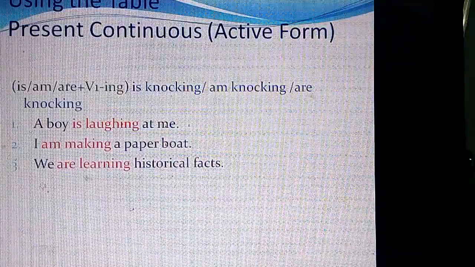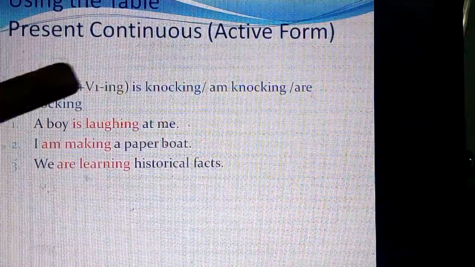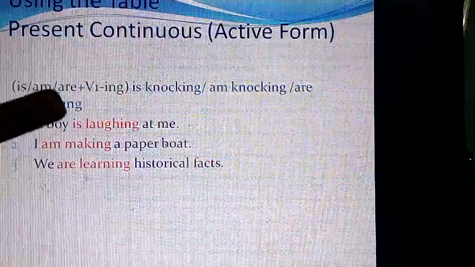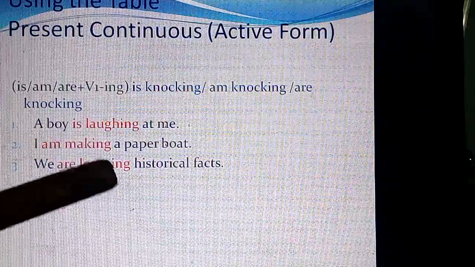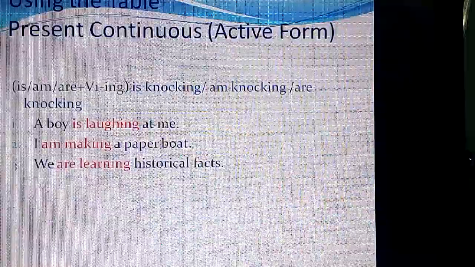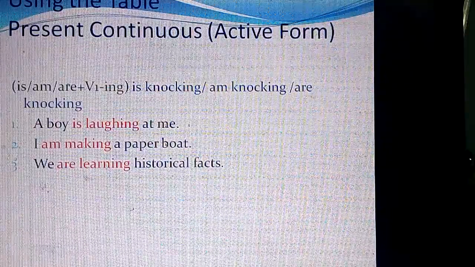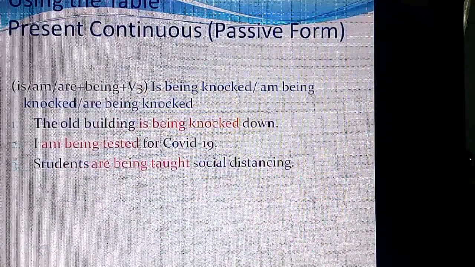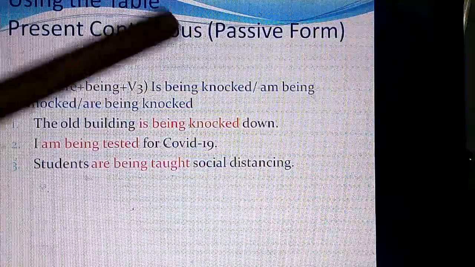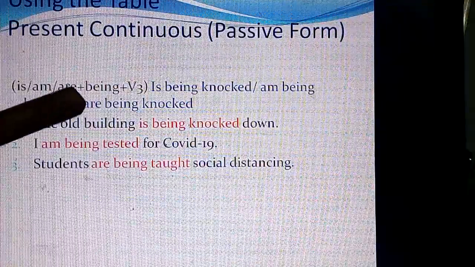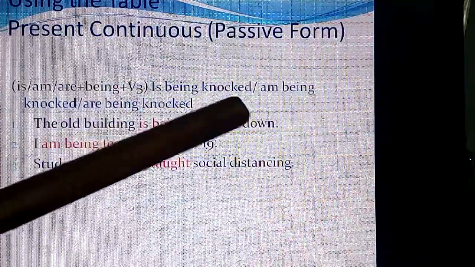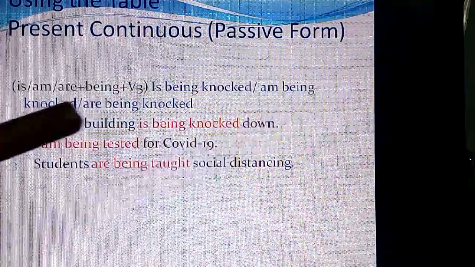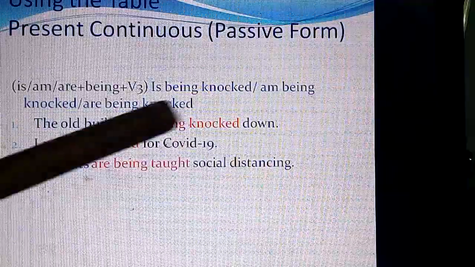So in this manner you can make. So is/am/are is used here. So is laughing, am making, are learning are the finite forms of the verb used here in the sentence. So using present continuous passive, so is/am/are plus being plus V3. Is being knocked, am being knocked, are being knocked.